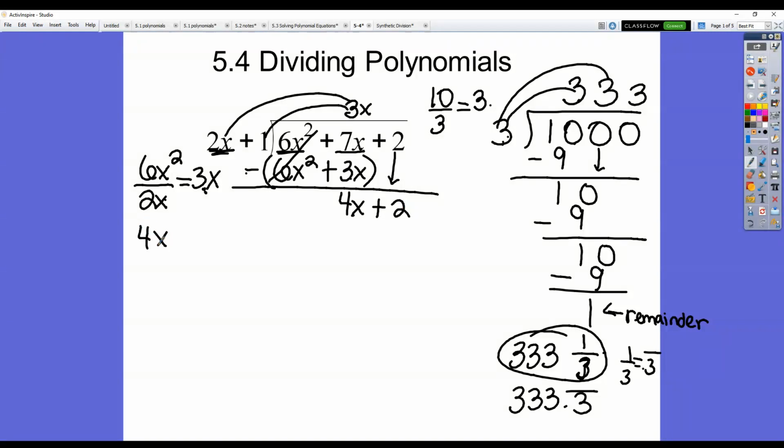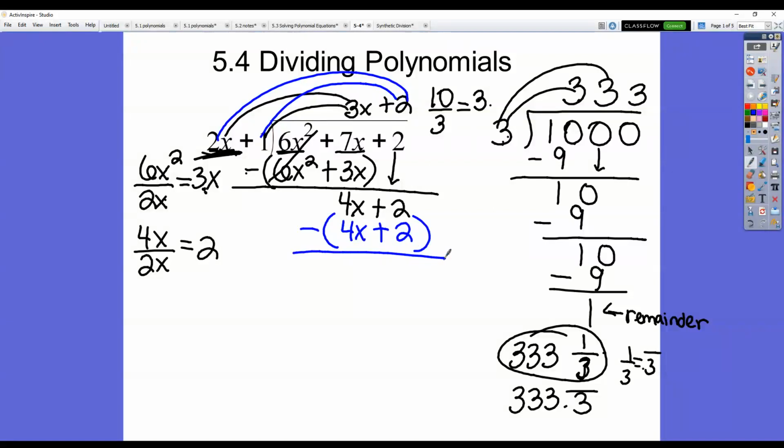Then 4x divided by, again, we're dividing by 2x, is 2. So then the 2 goes up here. And then we multiply. Maybe I'll change colors. So then we take 2x times 2. That's where 4x comes from. 1 times 2. And then you subtract. Remainder is 0. So the answer is 3x plus 2.